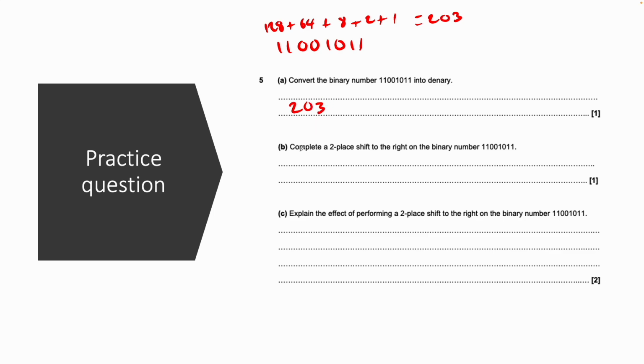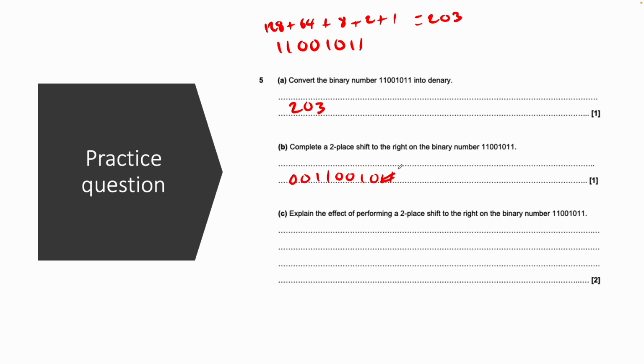Okay. Next, they want you to complete a 2-place shift to the right on the binary number 11001011. So what I would typically do here is write 11001011, and then we're going to add 2 zeros to the start and cross these 2 out. Okay, not my neatest job, but you get the idea, right? And that's the answer, that's your 1 mark.